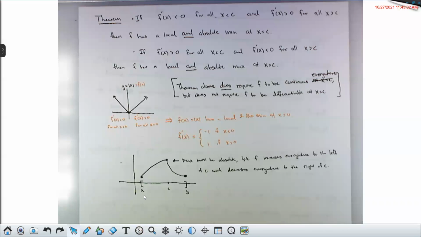I have a question for y equals absolute value of x. It's not differentiable at c, but it's still continuous at c, so it still has an absolute minimum at c. Yeah, that's true. This function is not differentiable at 0, but it is continuous everywhere, including at 0.